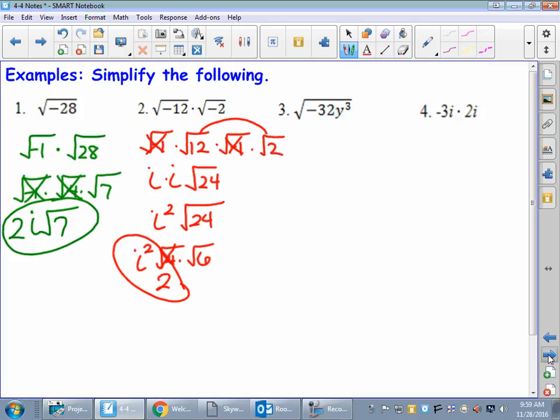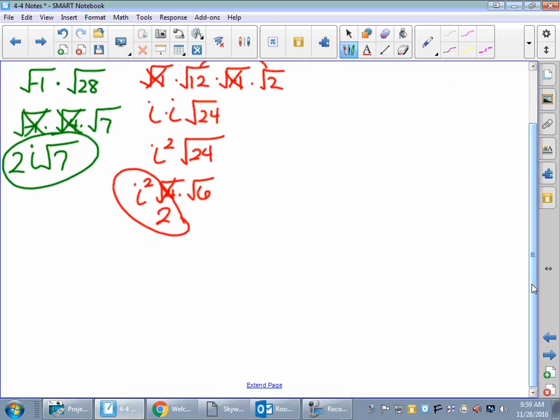And so I have 2i squared square root of 6. The only thing I need to simplify now, and I could have simplified this from the very beginning, is that i squared is actually a negative 1. So if you change that to a negative 1, that changes my 2 to a negative 2. So I have negative 2 root 6.